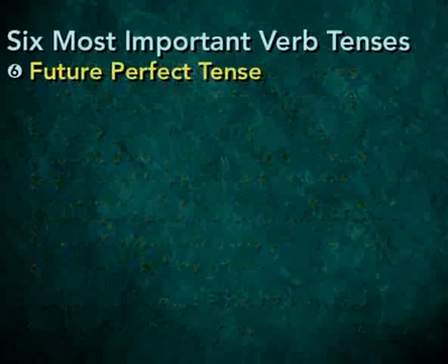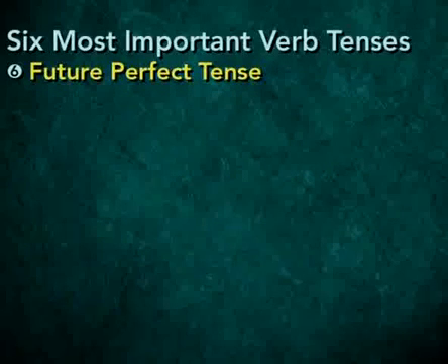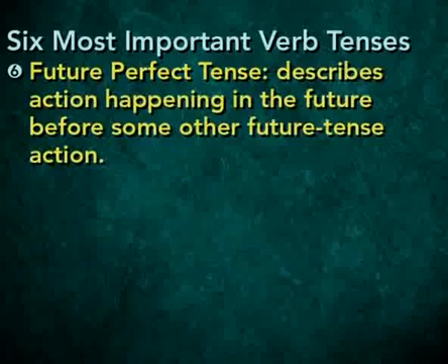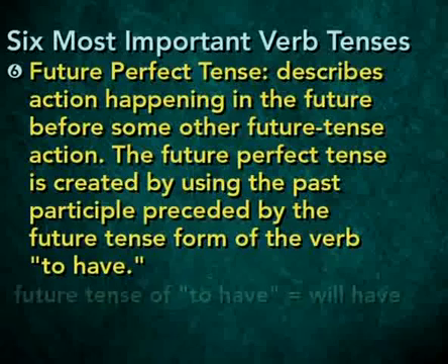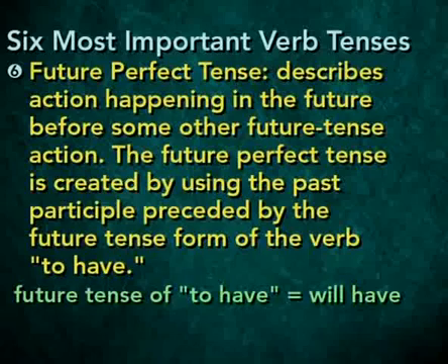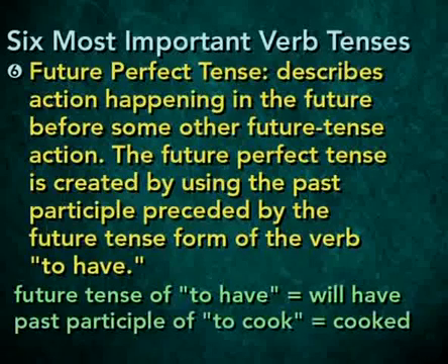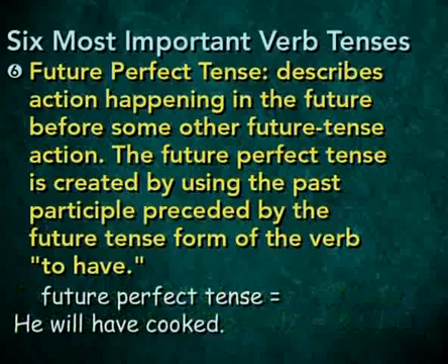Now, the sixth and final basic tense in English is the future perfect tense. This is used to describe action happening in the future before some other action, which is usually described using the future tense. The future perfect tense is created by using the past participle preceded by the future tense form of the verb to have. Now, the future tense of the verb to have is formed with the words will have. So when we take the words will have and follow them by the past participle, we end up with the future perfect tense. Now, once again, for the verb to cook, the past participle is cooked. So the future perfect tense would be formed by using will have followed by cooked. For example, he will have cooked.